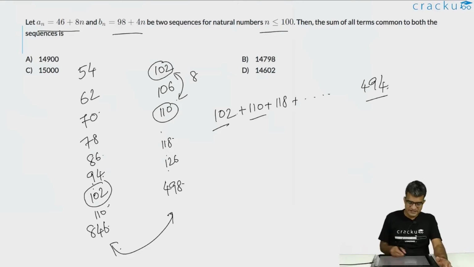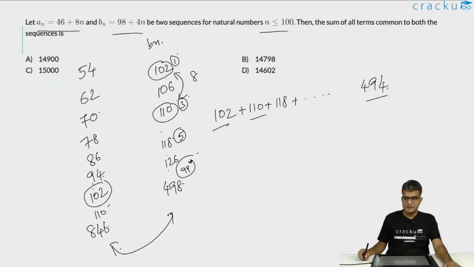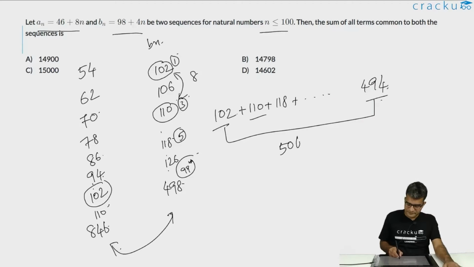Another way to look at it is the first term of Bn is part of the common terms, the third term is common, the fifth term is common, and so on. And so the 99th term will also be common. So how many terms are there over here? You have 50 terms. The first term is 102, the last term is 494.